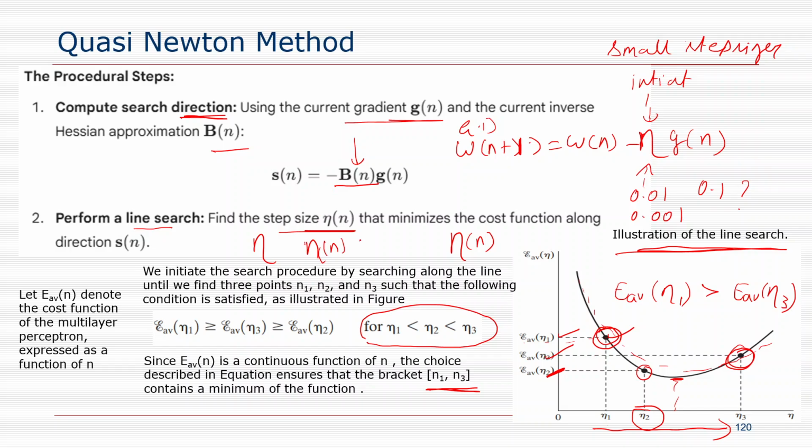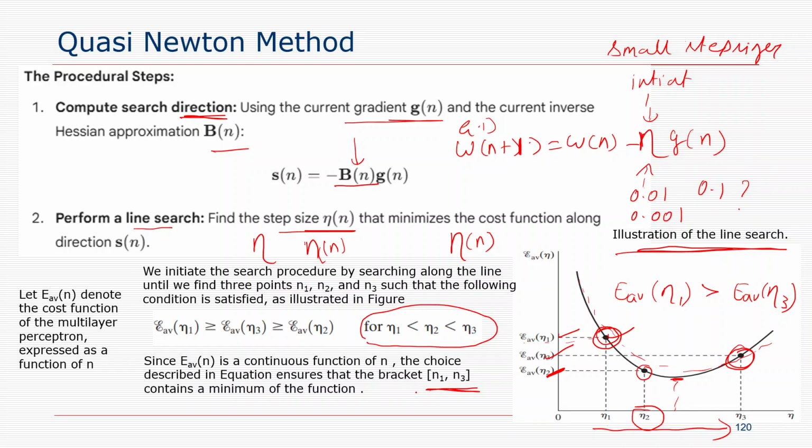We were in the second step of the quasi-Newton method. It says: find the step size eta of n, the learning rate, by line search. In the line search, we try to find three points, eta 1, eta 2, eta 3, which satisfy the condition that the average error of eta 1 is greater than the average error of eta 3, and the average error of eta 3 is greater than the average error of eta 2.